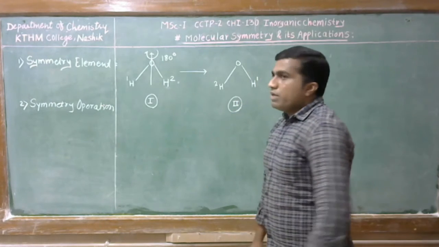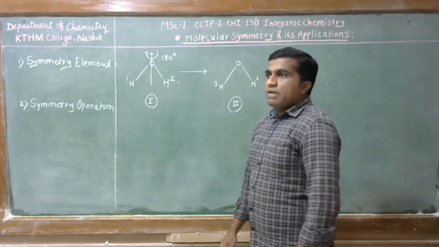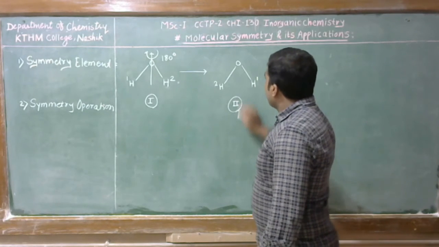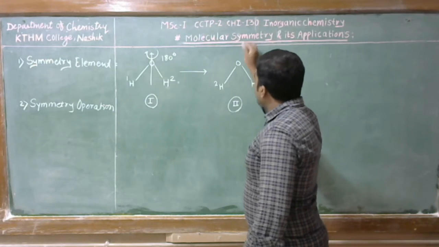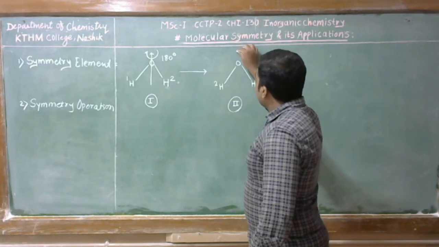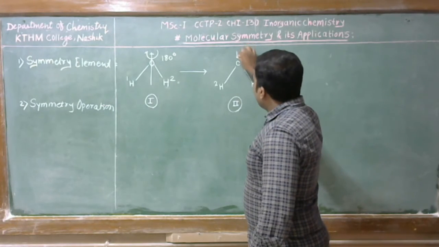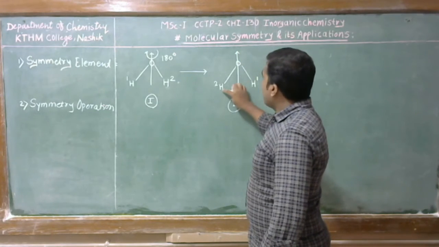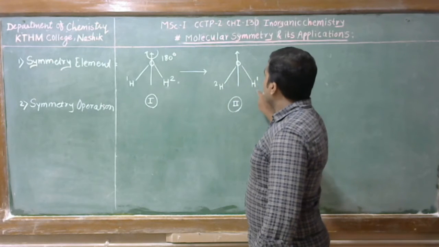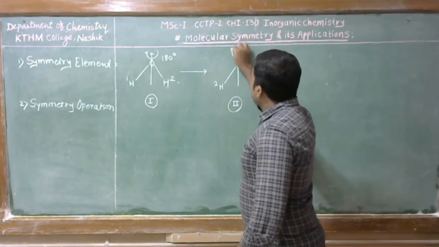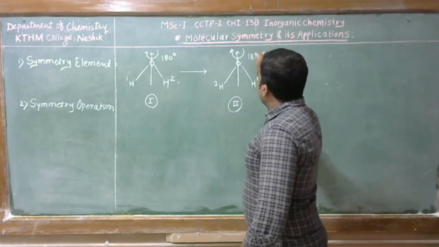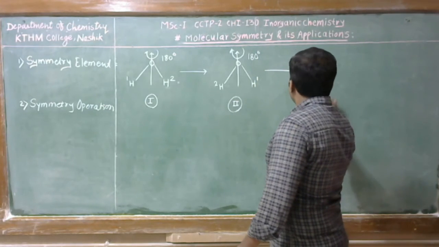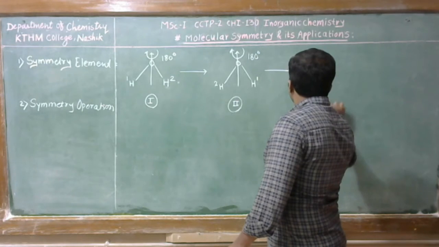Now again we have to perform an operation with configuration number 2. This configuration number 2 is rotated about an axis passing through the oxygen atom and bisecting the HOH bond angle, again through 180 degrees. So we will get configuration number 3.